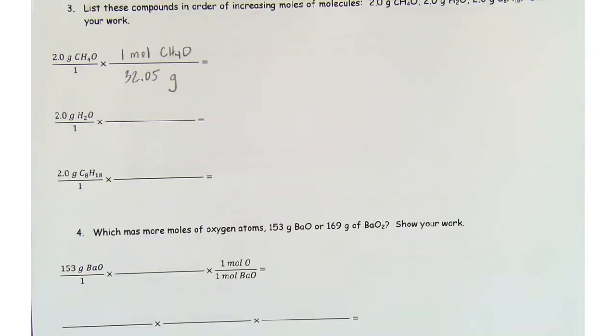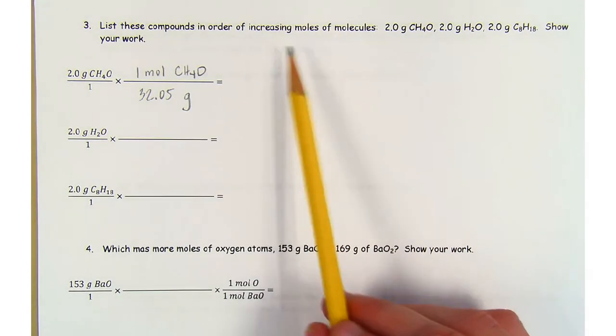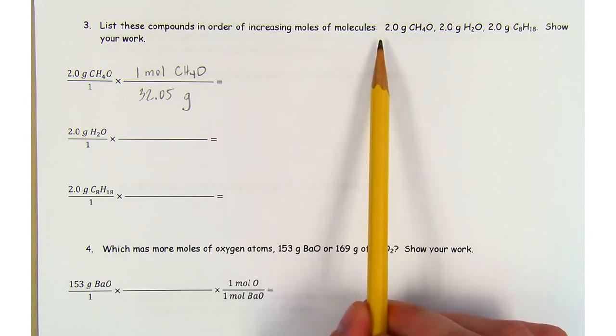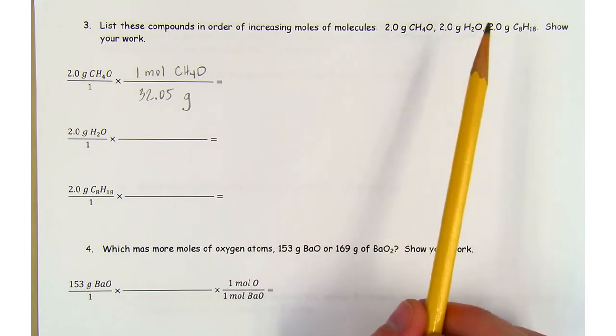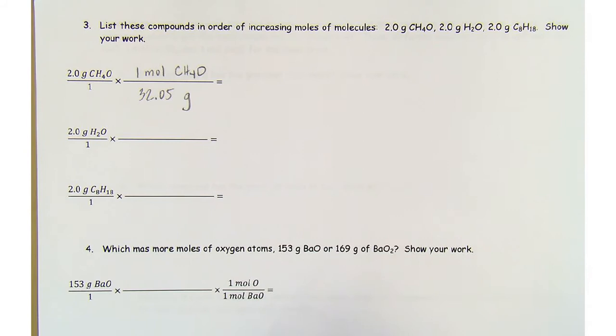Okay. This next page lists these compounds in order of increasing moles of molecules. And it says 2 grams of a whole bunch of different stuff. I kind of help you out. I kind of get you started. Okay, that's what I'm trying to do here.